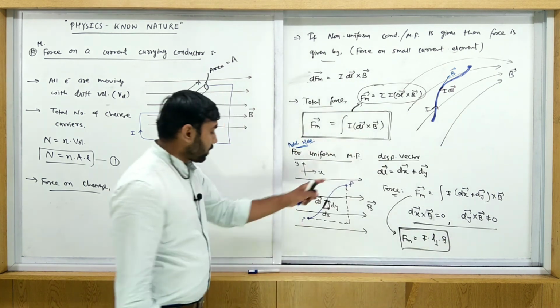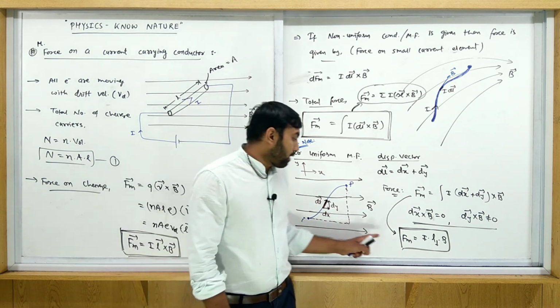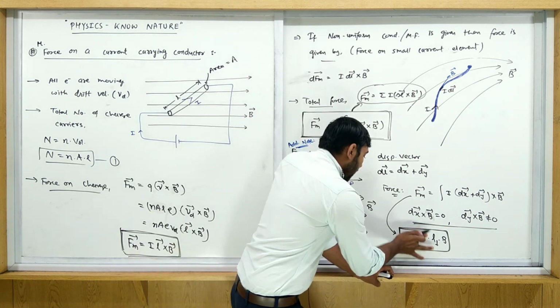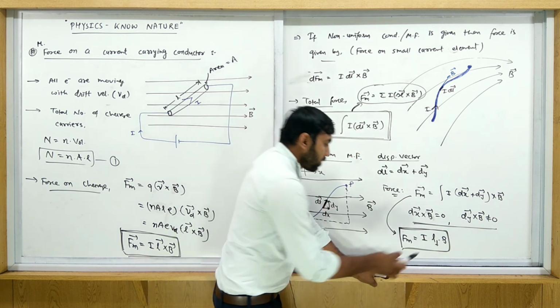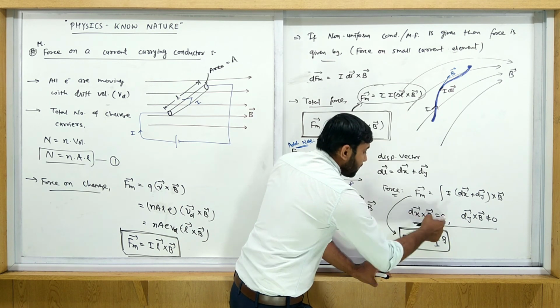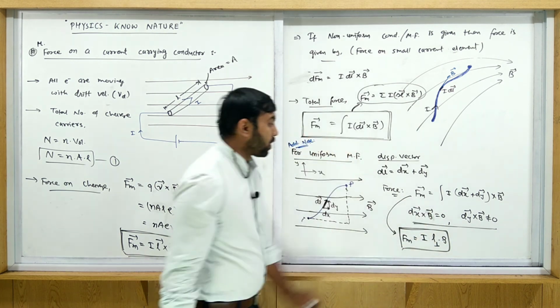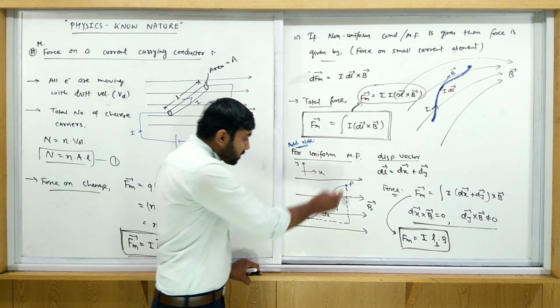If any cross section, any conductor is given in this format, then Fm is equal to I into L perpendicular into B. Here you only use the perpendicular length, because the force on parallel length becomes 0. dx cross b is 0. It means force on parallel length is 0. Only you consider the perpendicular.